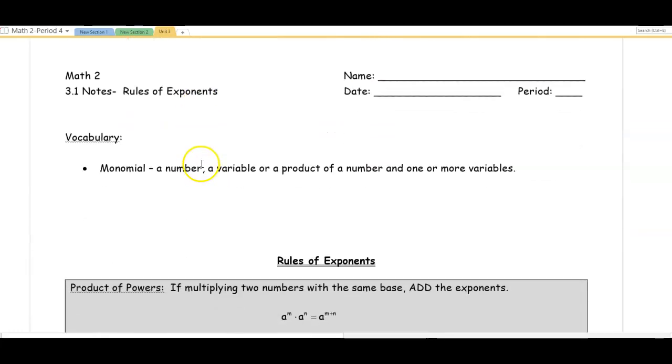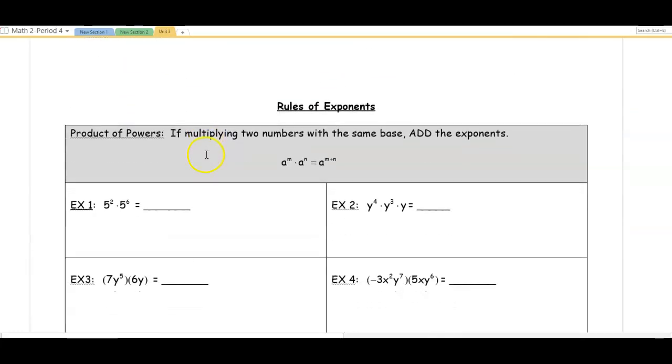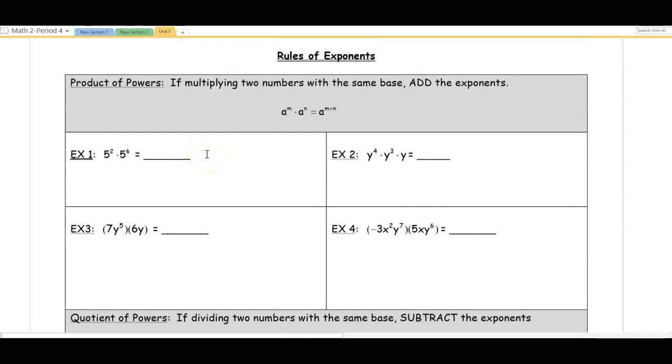Okay, so let's look at all of the properties we've done. Product of powers, same base. When we multiply, yesterday we said we would add the exponents. So 5 to the 2 plus 6 would be 5 to the 8th. If you do that in the calculator, it's going to be a really big number, so just keep it as 5 to the 8th. The next one, we know product of powers, same base, multiply them, y to the 4 plus 3 plus 1 will give me y to the 8th.